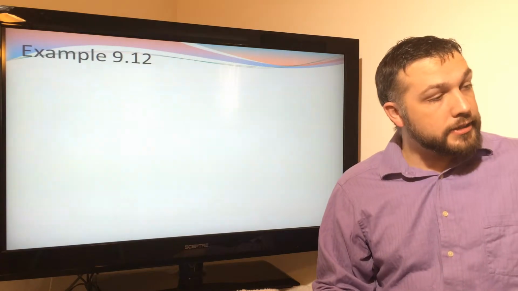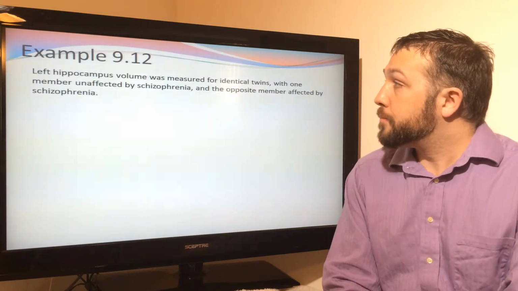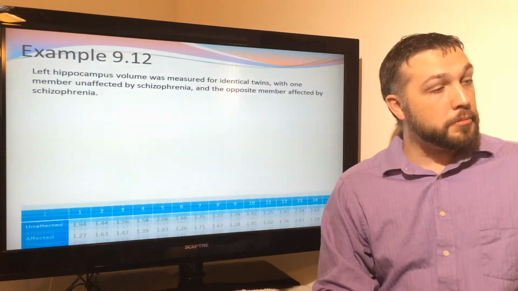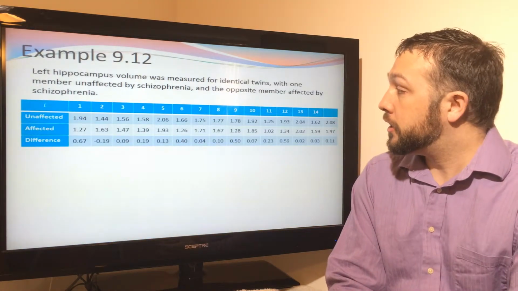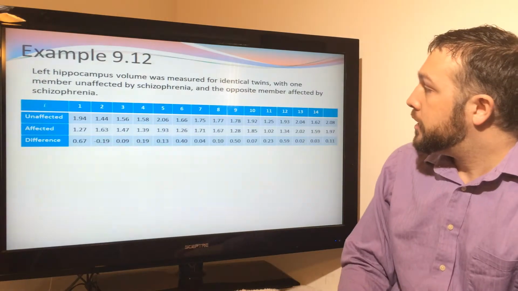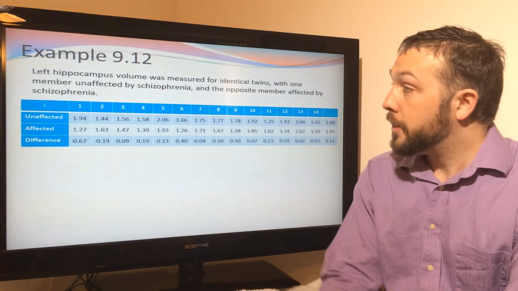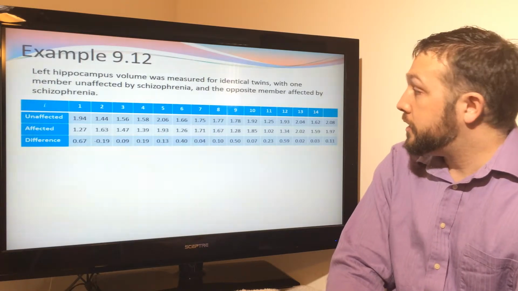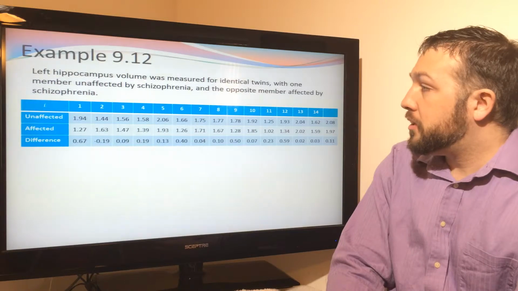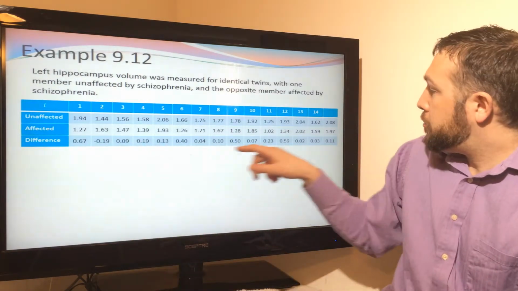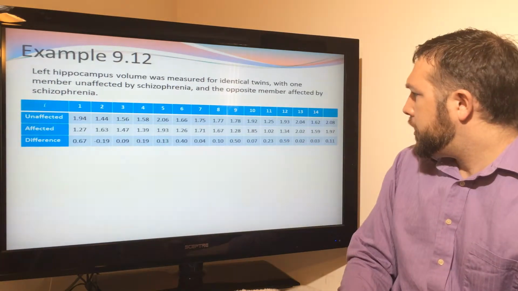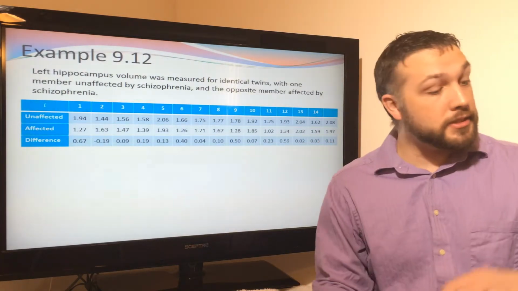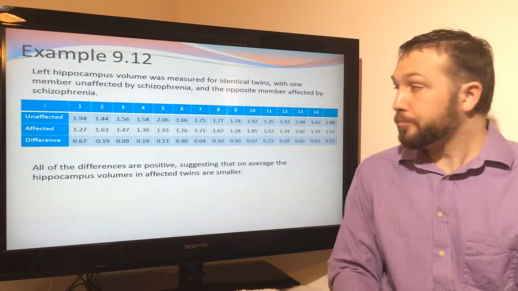So what we're going to look at next is twin data where one of the twins has schizophrenia, the other one does not, and we're just going to study the volume of the hippocampus in each twin. For the unaffected twins, this is the volume of their hippocampus in the brain, and the affected twins is the bottom one. And as you can see, there's quite a bit of a difference, in fact. Most of these differences are positive. We have one negative. Some of them are very close to zero, but there may be something significant here. So let's find out.